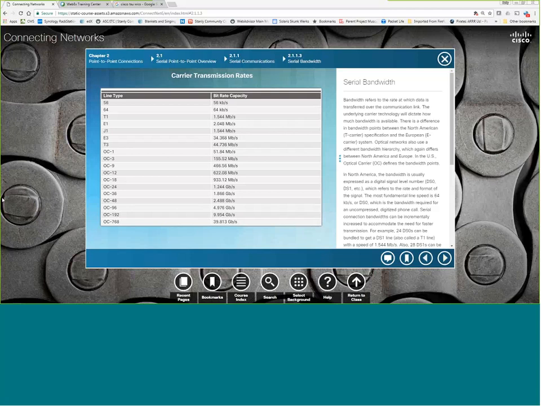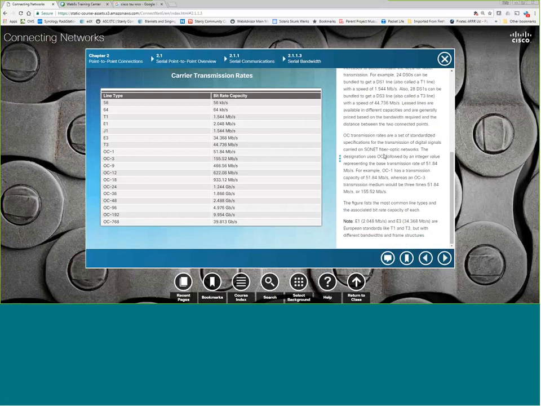39 gigabits per second, which is pretty quick for serial communication. So we've got all these different levels. One of the things here I really have people try to remember is the difference between an E1, which is 2.048, and a T1, which is 1.544 megabits per second.